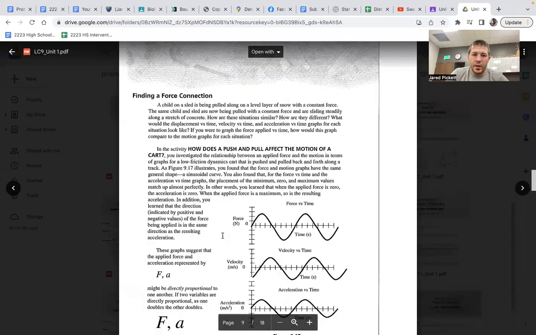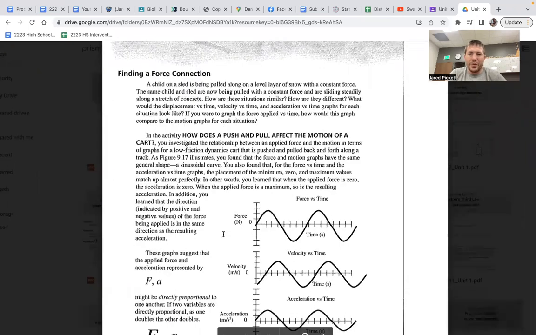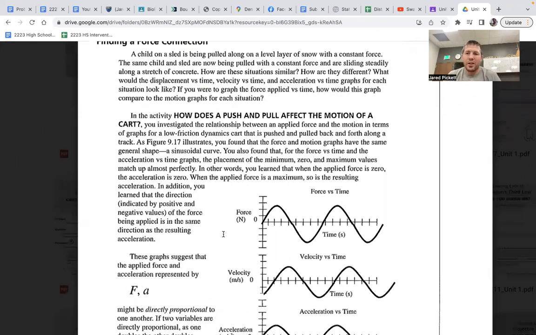And here we go. Hopefully there's not a lot of new information on here. I hope a lot of this was getting to use the physics equipment to understand Newton's second law, which I think a lot of us have a good understanding of. We're looking at how push and pull affect the motion of a cart. You were trying to find a relationship between your applied force and what happened with the velocity or the acceleration.